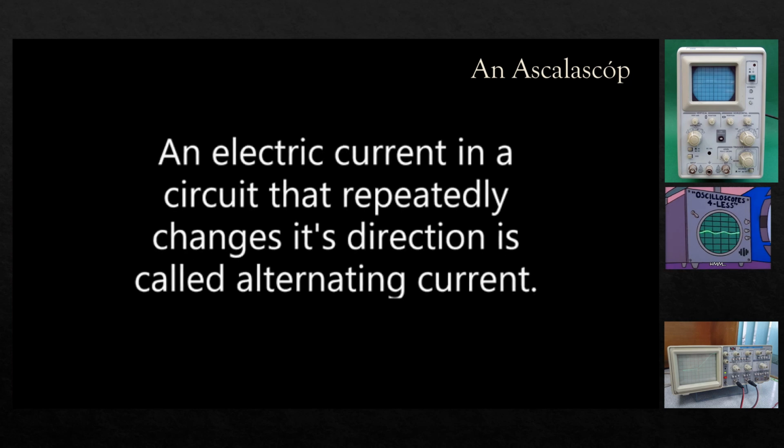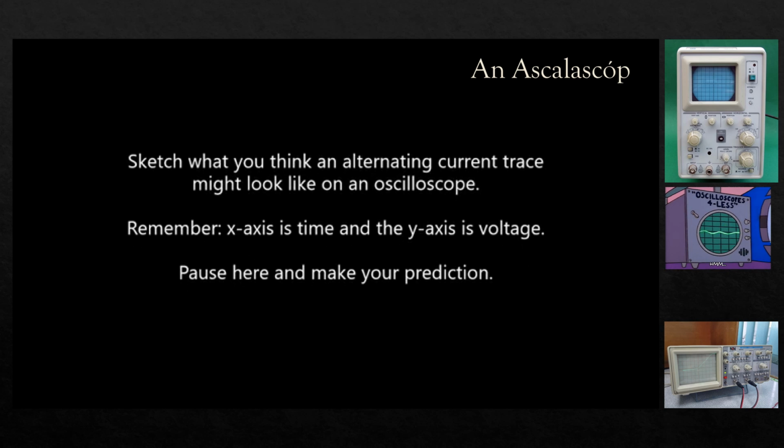An electric current in a circuit that repeatedly changes its direction is called alternating current. Sketch what you think an alternating current trace might look like on an oscilloscope. Remember, the x-axis is time and the y-axis is the voltage. Pause here and make your prediction.